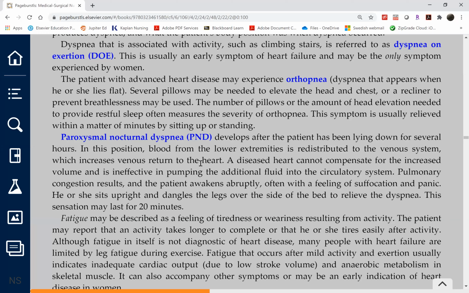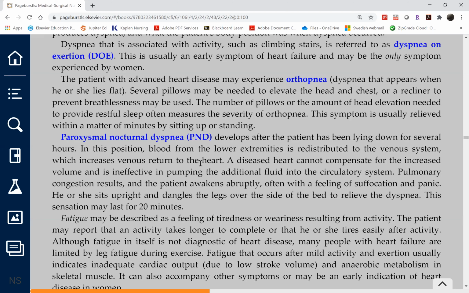So now at night, when there is less metabolic demand because you're now sleeping, all of a sudden, the diseased heart can now perfuse the body because there is less oxygen demand. So now the fluid returns to the vascular circulation, causing the patient to wake up because there is suddenly increased blood volume.